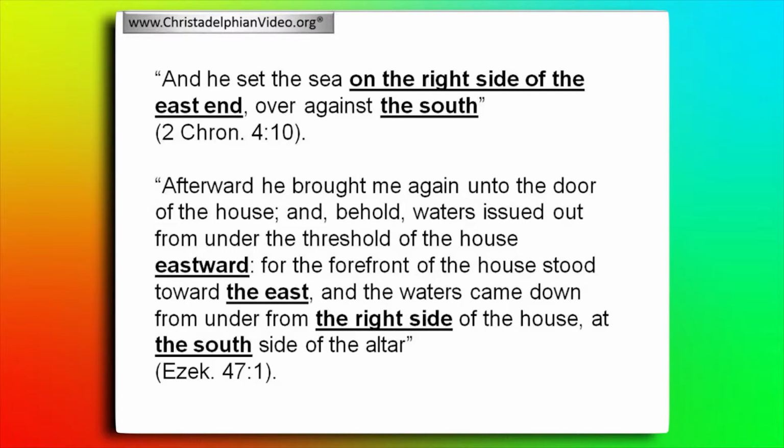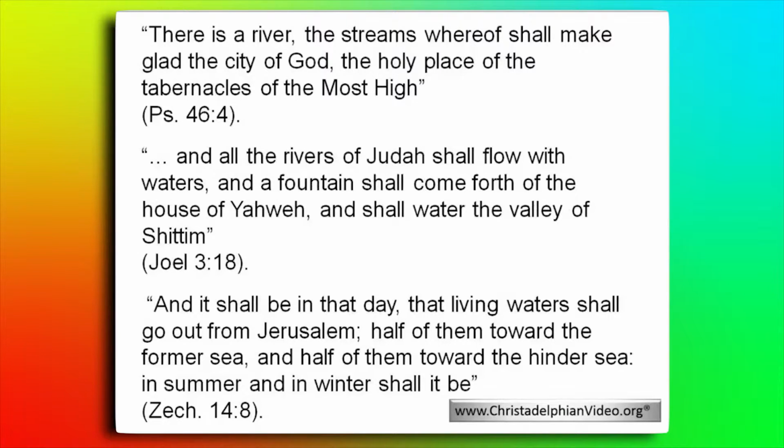But before considering in detail the molten sea in relation to the design of the temple, we need to note the emphasis given to water in relation to the temple which will be built in the kingdom. In addition to Ezekiel 47, there are several other passages which speak of the water supply which comes from the temple in the kingdom. The psalmist wrote, "There is a river, the streams whereof shall make glad the city of God, the holy place of the tabernacles of the Most High."